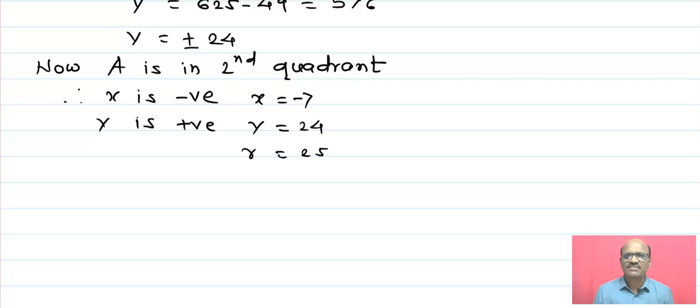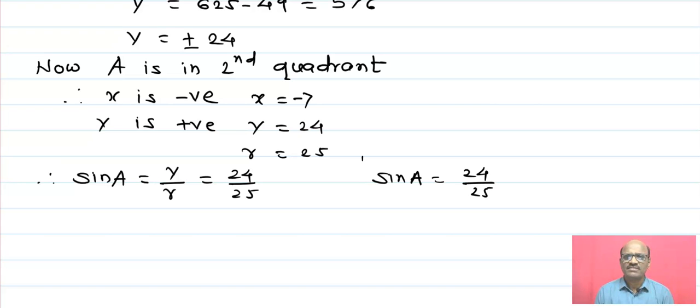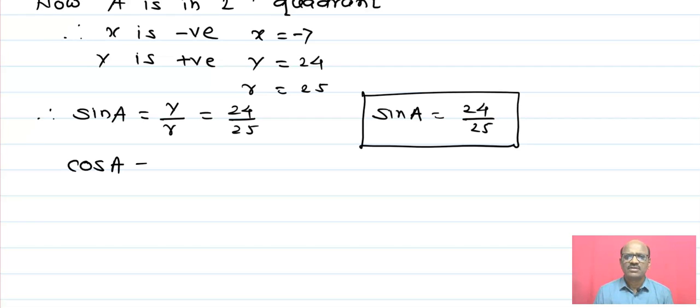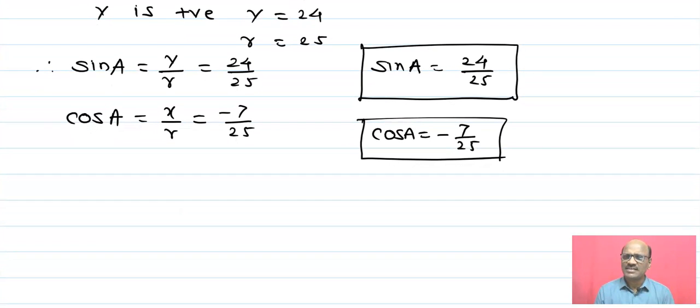And r is equal to 25. Now, we can find all the trigonometric values, and here you do not need to assign the signs again. Your sine will come directly. What is sin A? It is y upon r, which is 24 upon 25. Therefore, sin of A is equal to 24 upon 25. What about cos A? It is x upon r, which is minus 7 upon 25. Cos is negative in the second quadrant and sine is positive, so we have the positive.